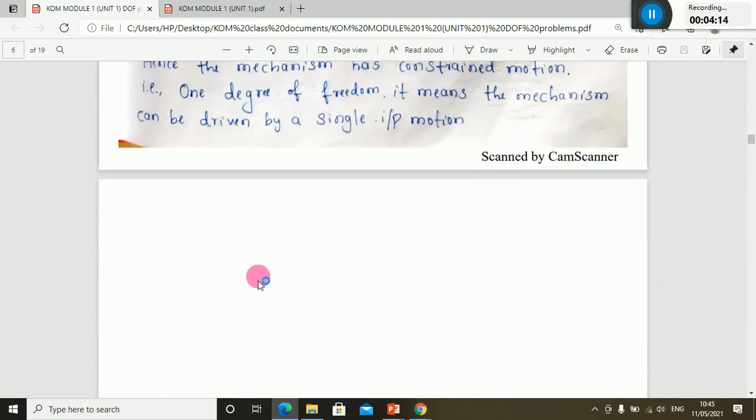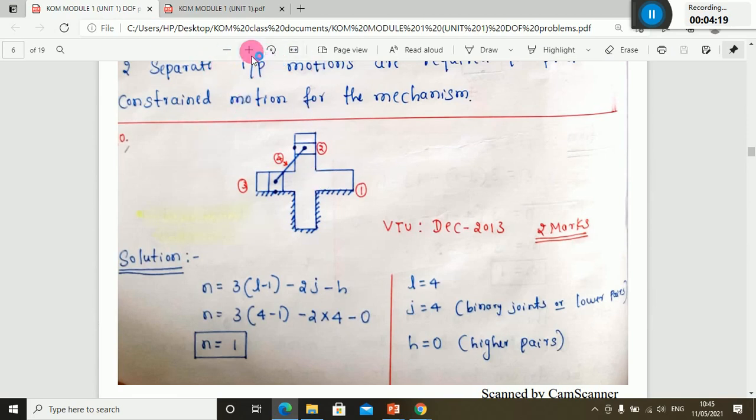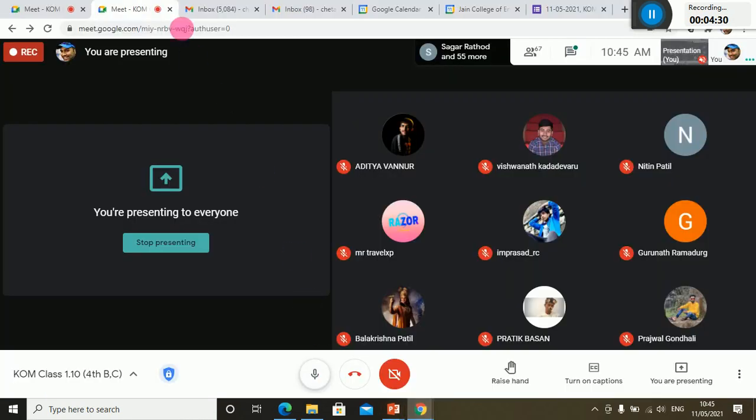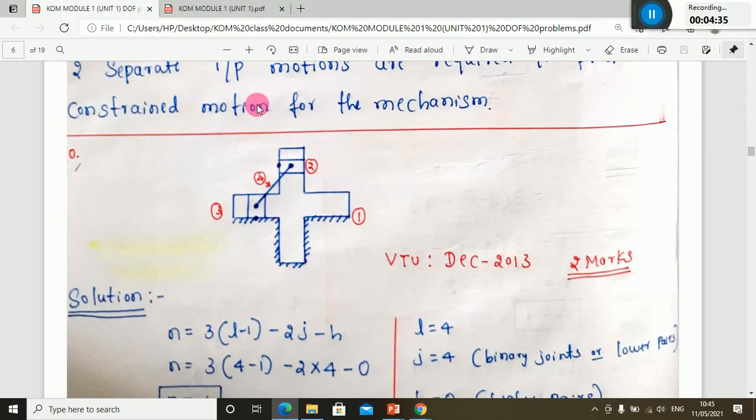Next one, I'll take a simple example. So this one, double slider mechanism. Just copy this figure. I think this is the 10th problem. Just copy this figure. There is a frame in the shape of a plus mark, as I explained in the double slider mechanism. It is having a vertical groove as well as a horizontal groove, which forms a frame, that is a fixed one.